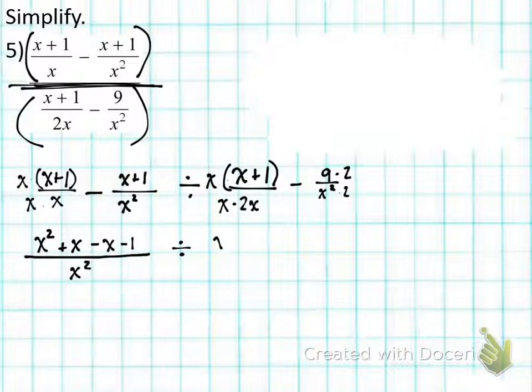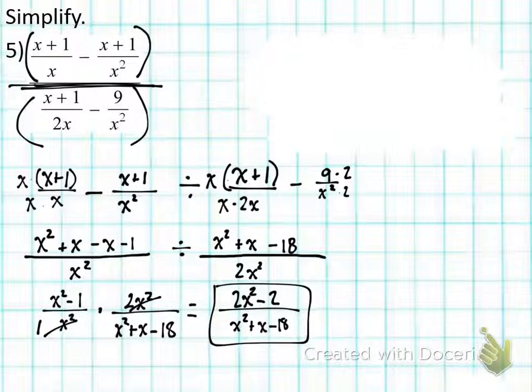We're going to divide by the next side. It's going to be x times x is x squared. X times 1 is 1x. Minus 9. What's negative 9 times 2? Negative 18. So what's x times 2x? 2x squared. Okay, so the answer is 2x squared minus 2 over x squared plus x minus 18.